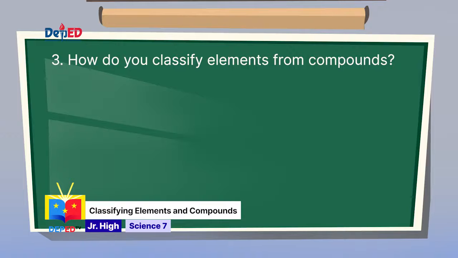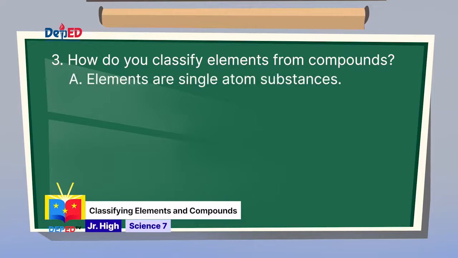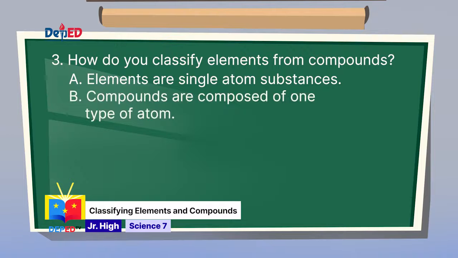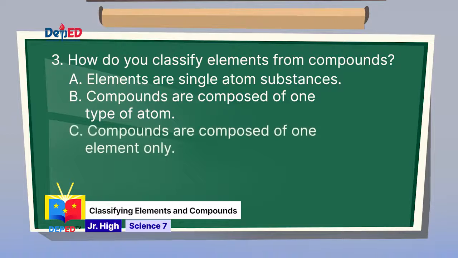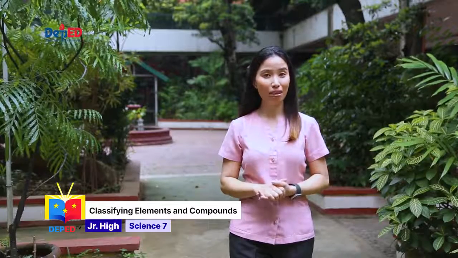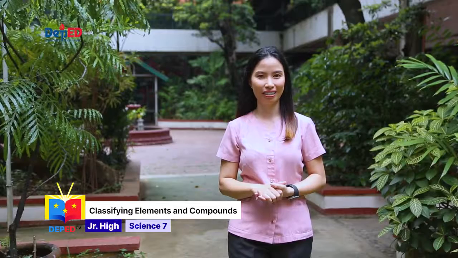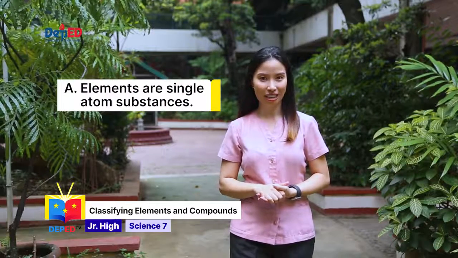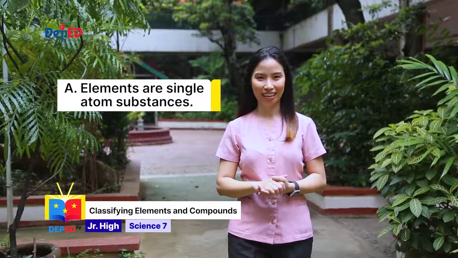Number 3. How do you classify elements from compounds? A. Elements are single-atom substances. B. Compounds are composed of one type of atom. C. Compounds are composed of one element only. D. Elements are composed of two or more compounds. We can classify an element by its characteristics and properties. Elements are single-atom substances. The right answer is letter A.